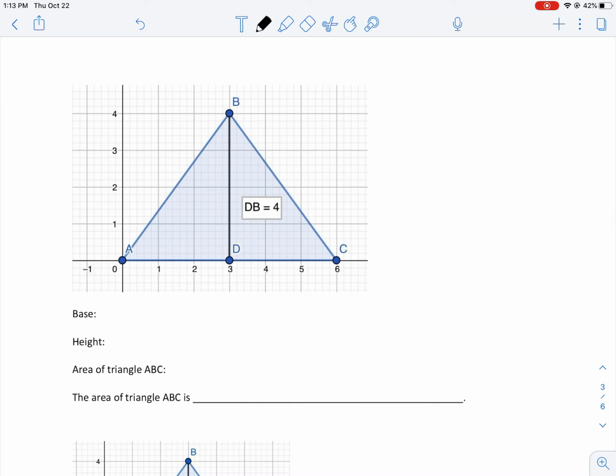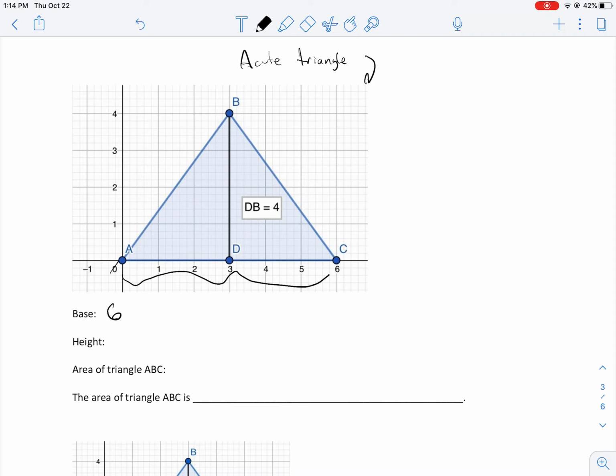Now, in this case right here, we don't have a right triangle. This is actually what you would call an acute triangle, because all of our angles are technically less than 90. Just in case you don't remember me discussing that. So anyway, our base, what is our base here? Well, our base is 6. Now, what is our height?